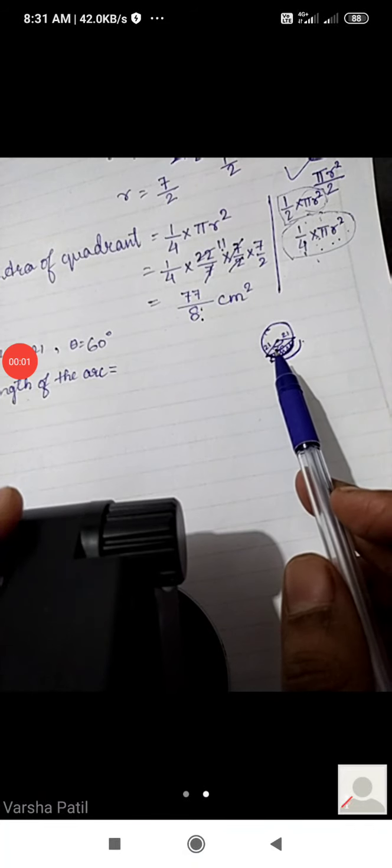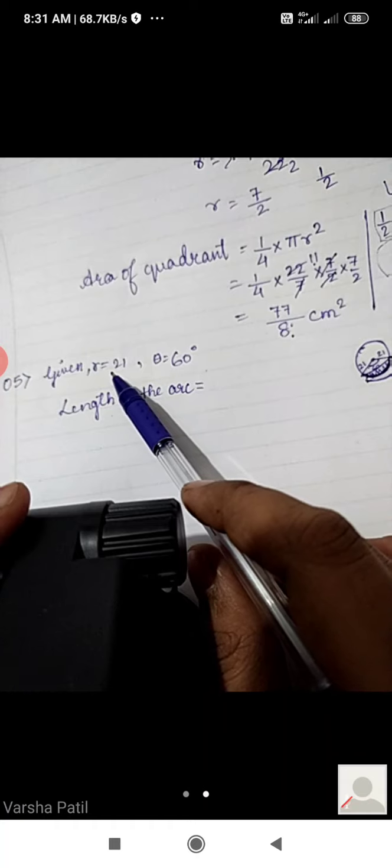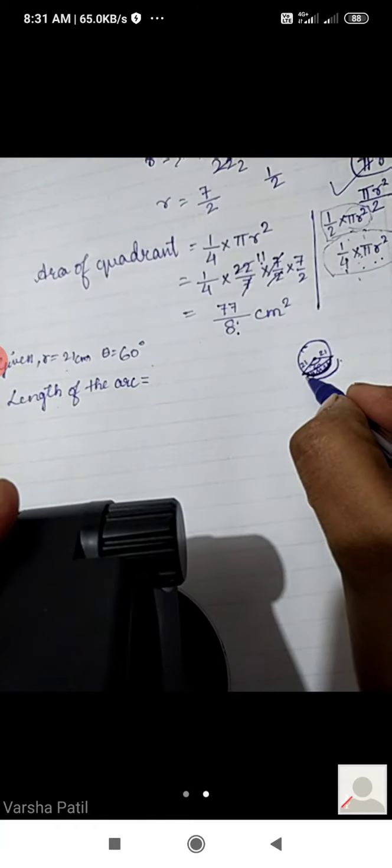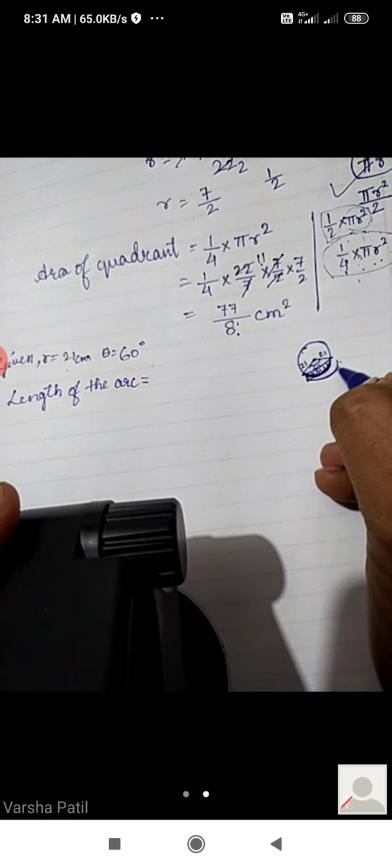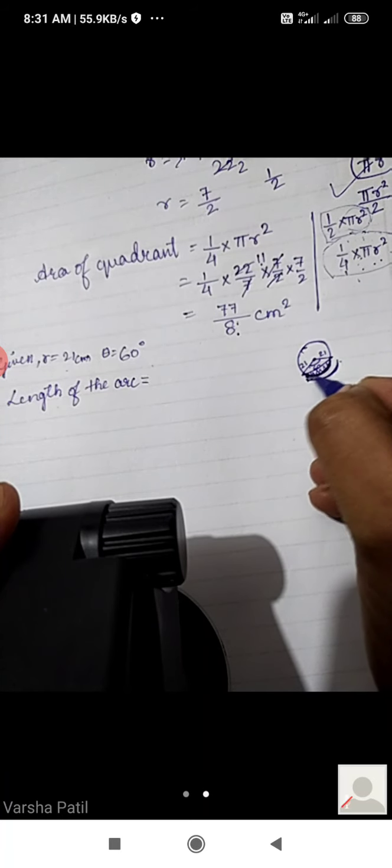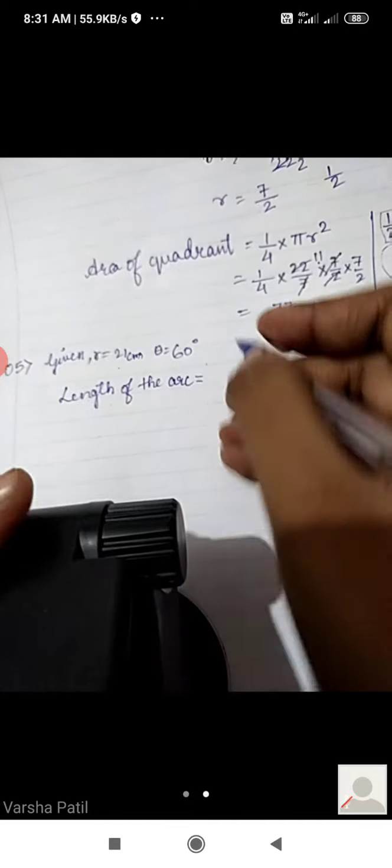In the question itself, it is given theta is 60 degrees, and r is equal to 21 centimeters, that also we are writing. And first thing we are finding the length of the arc, as it is asked. The length of the arc is nothing but this area. Length of arc is equal to, tell me the formula.